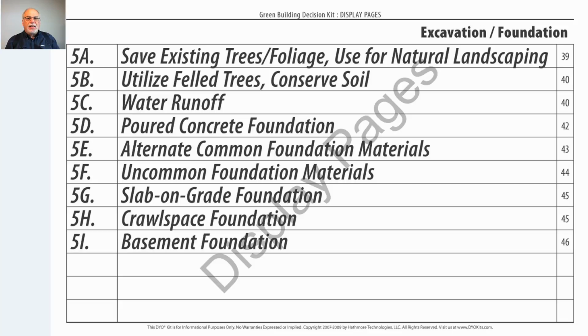Water runoff. 5C is a big thing because water runoff can cause flooding, and that is more and more of a problem as we are now in the year 2018. And as time goes on, flooding is becoming more and more of an issue.